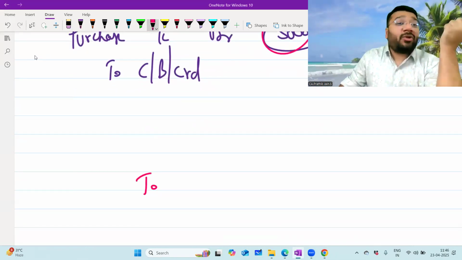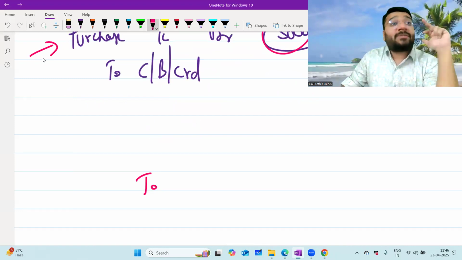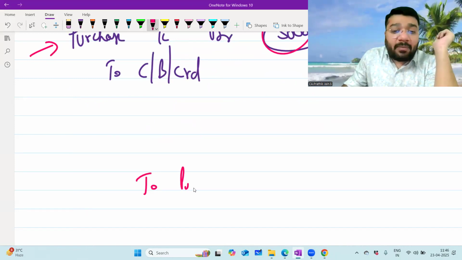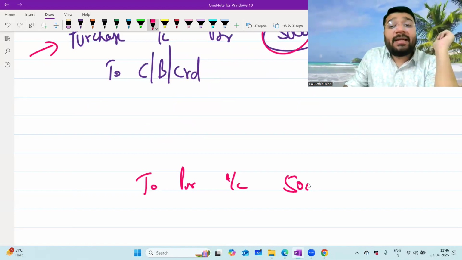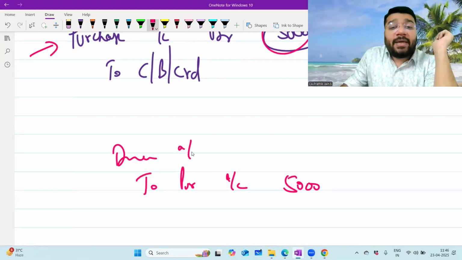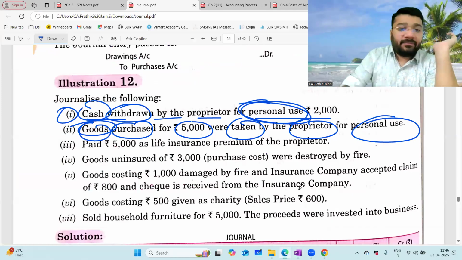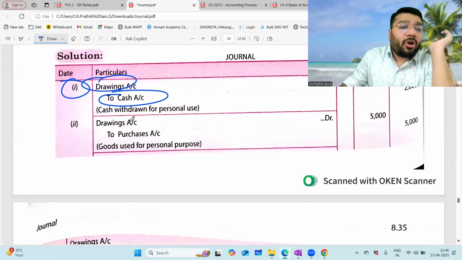To create purchase, to increase expense, it is debit. To decrease expense or reverse expense, it is credit. So credit to purchase, how much? 5,000. Debit what? Drawings account debit to purchase. This is the entry. Any problem here? Drawings account debit to purchase.